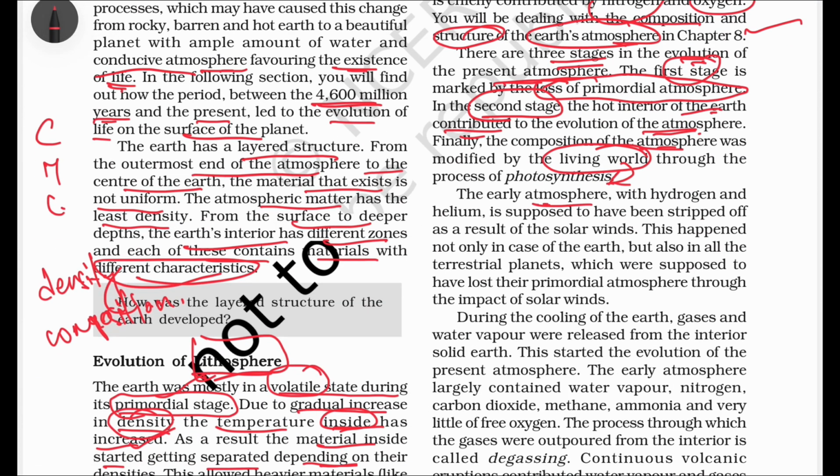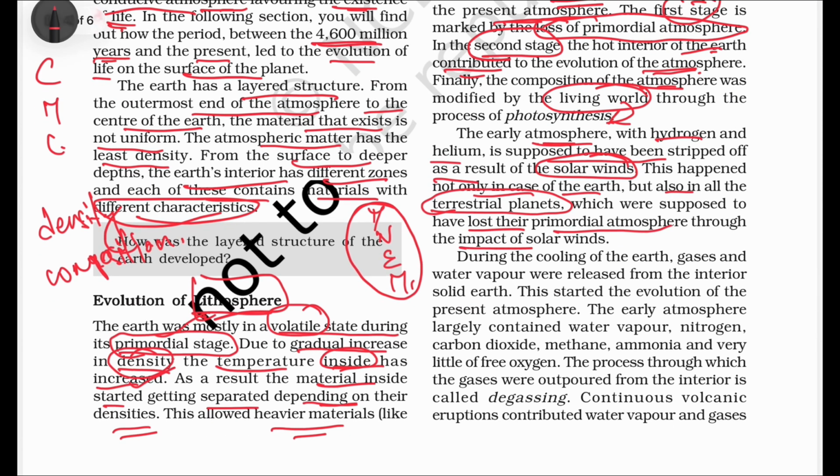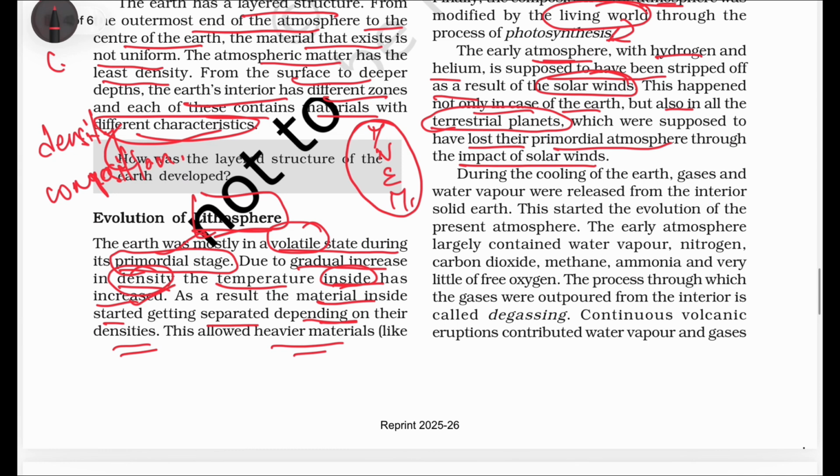The early atmosphere with hydrogen and helium is supposed to have been stripped off as a result of the solar winds. This happened not only in the case of Earth but also in the terrestrial planets, that means the first 4 planets: Mercury, Venus, Earth and Mars. These terrestrial planets were supposed to have lost their primordial atmosphere through the impact of solar wind. Due to the cooling of Earth, gases and water vapor were released from the Earth's interior. This started the evolution of the present atmosphere.